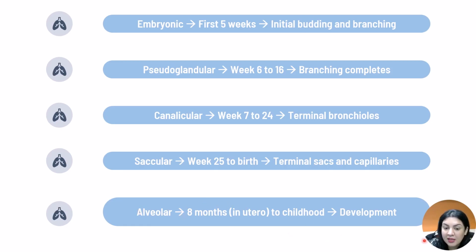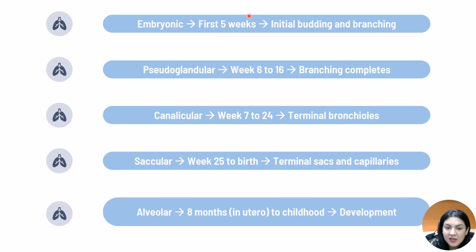So about 8 months in utero, the alveolar stage begins, and it extends through to childhood. It represents the stage where the blood and air barrier continues to mature until it reaches its final form and solidifies the functionality of the respiratory system.